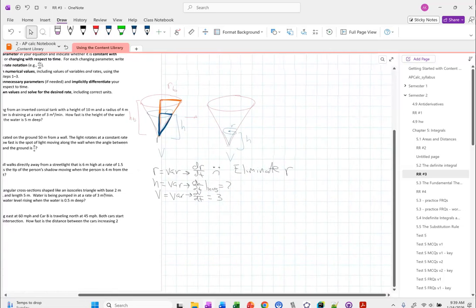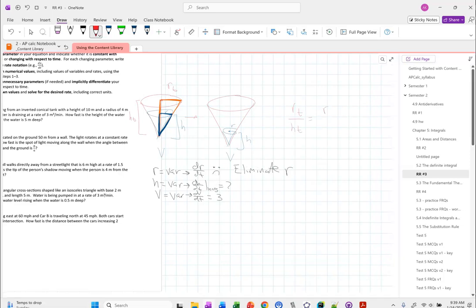All right, so we can say that the radius of the tank over the height of the tank is going to equal the radius of the water over the height of the water. So we know that this is 4 and this one is 10. So I know that 10R is equal to 4H, or that R is equal to 4H over 10. So that's what I'm going to use for my eliminator.